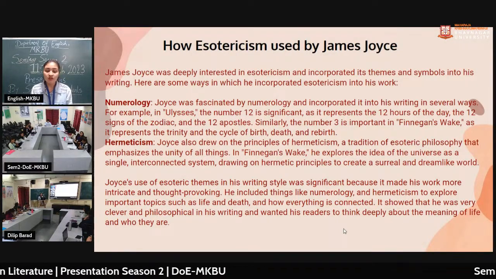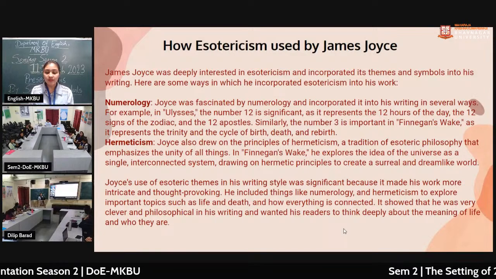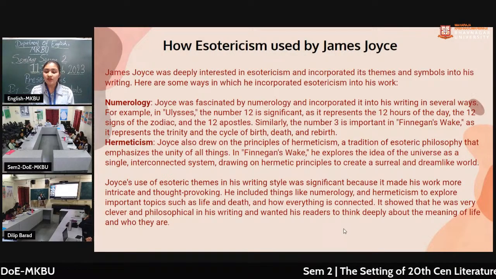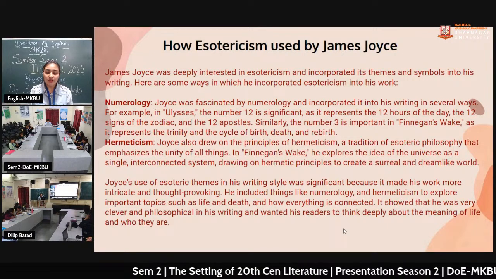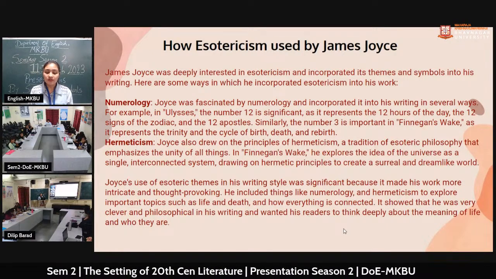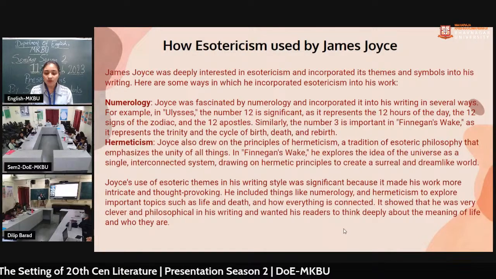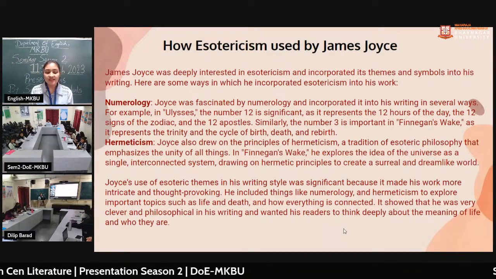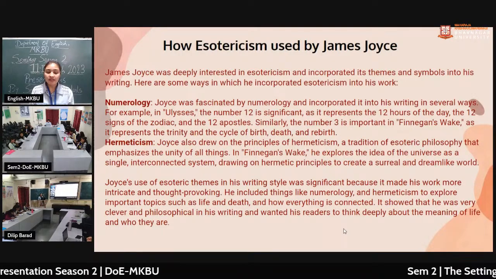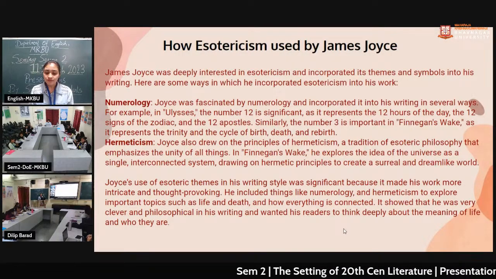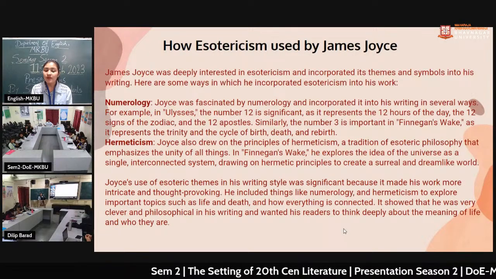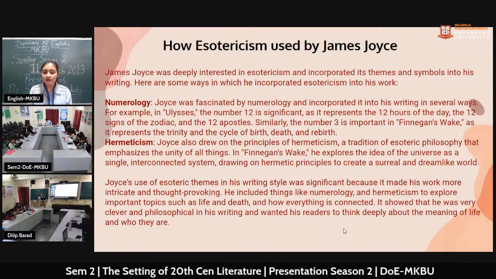Hermeticism. Joyce also drew on the principles of Hermeticism, a tradition of esoteric philosophy that emphasized the unity of all things. In his work, he explored the idea of the universe as a single interconnected system, drawing on Hermetic principles to create a surreal and dream-like world.